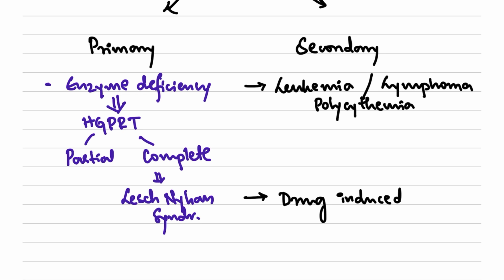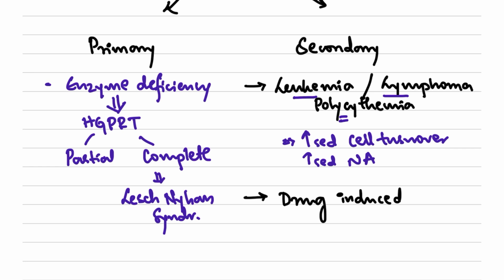When it comes to the secondary causes, we'll talk about increased cell turnover. Whenever there is increased cell turnover, we see elevated levels of nucleic acid in the blood, and these elevated levels of nucleic acid, that is of course the purines, are converted into uric acid, and this elevated uric acid leads to gout. So the secondary causes are leukemia, lymphoma and polycythemia, and what happens in this? There is increased cell turnover, which leads to increased nucleic acid synthesis and further increased breakdown of purines into uric acid. So this leads to gout in secondary cases of leukemia, lymphoma and polycythemia.